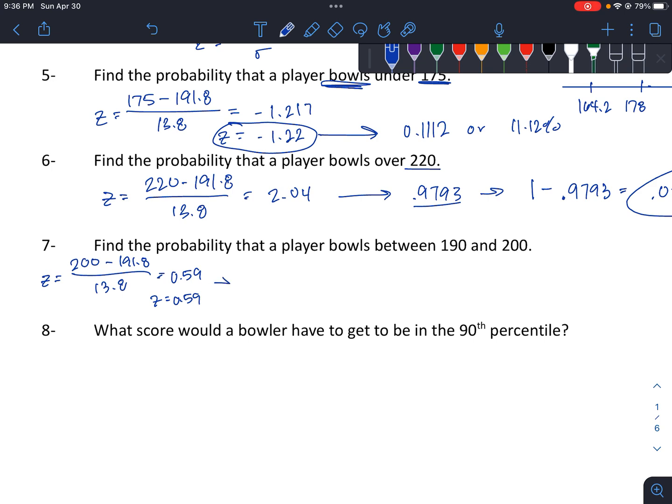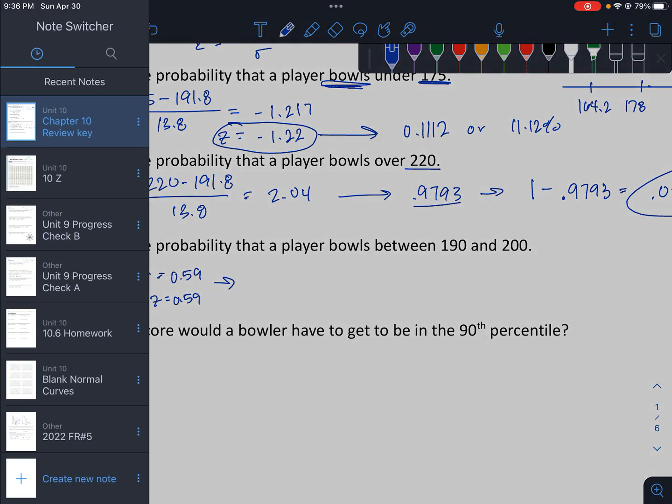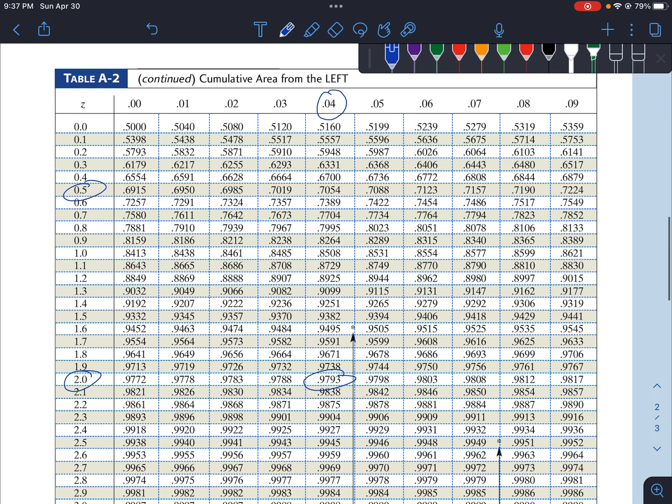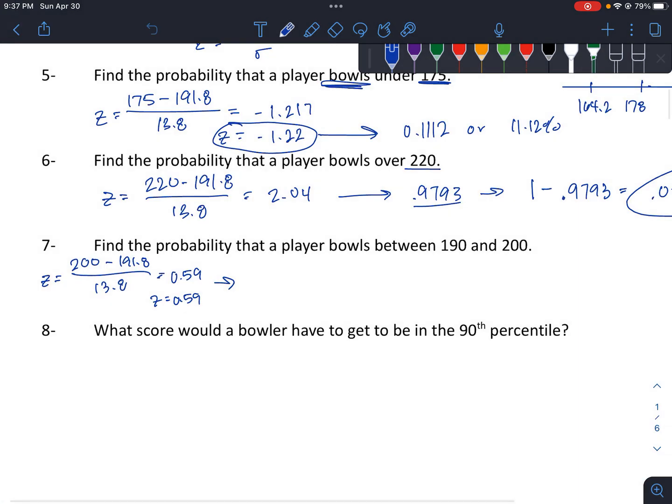Okay, now the area underneath the curve, let's go look at that. To the left of that, 0.59, the area is 0.7224. Okay, next I'm going to do the same thing for the other score that I have.